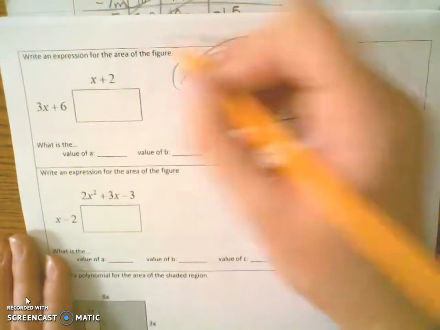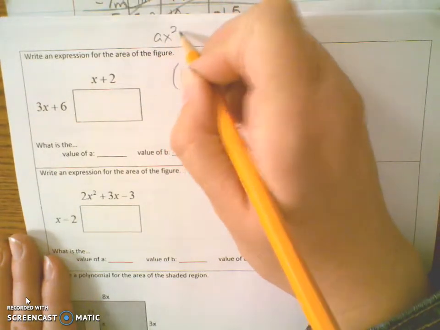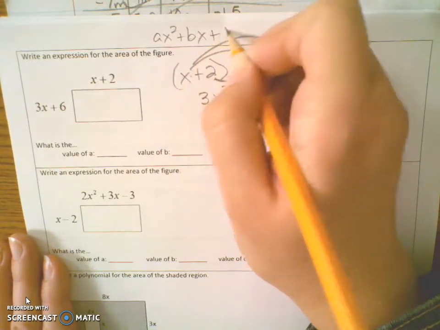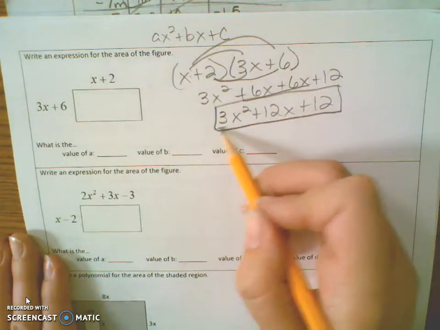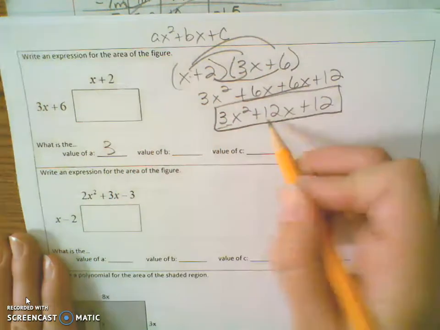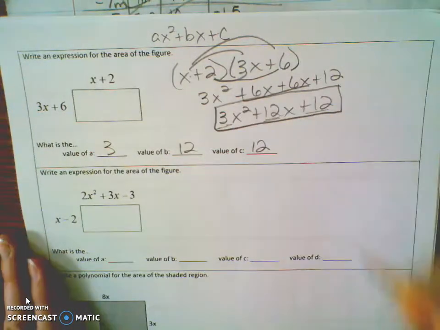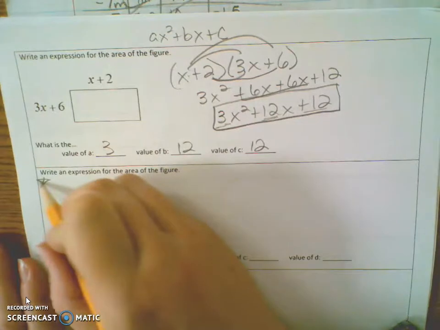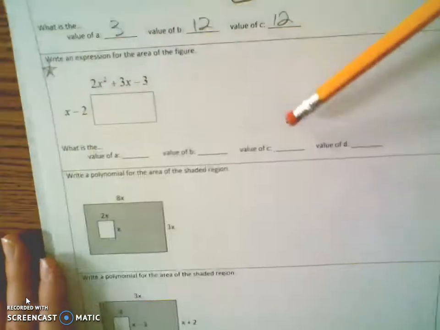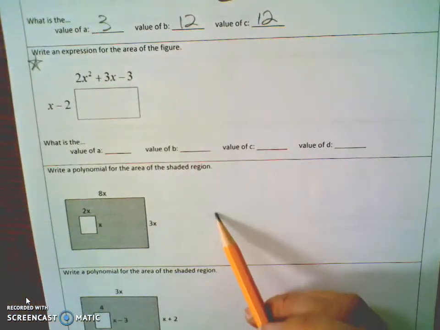Now, A, B, and C. We speak sometimes of standard form being ax squared plus bx plus c. So that means that this is our a, this is our b, and this is our c. Okay, you try this one in just a little bit, and I'm going to show you this one.